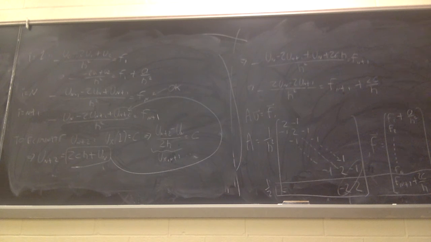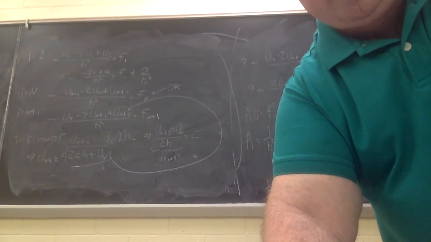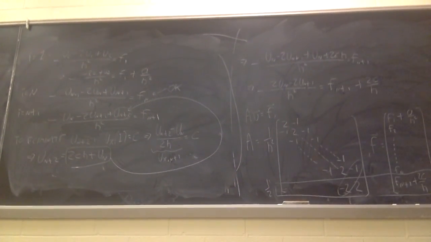Everyone talks about how you can add a multiple from one row to another, you can swap rows, but no one talks about scaling a row. Well, except in 326, but that class is lame. But here it actually helps us. But the key was using the center difference, same order of accuracy, to account for the Neumann boundary condition.